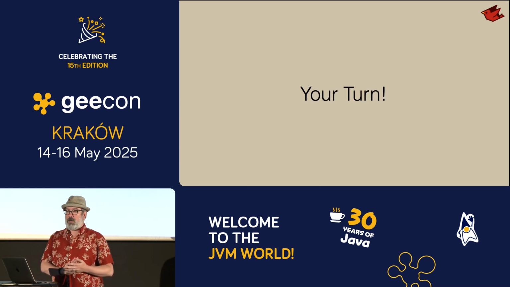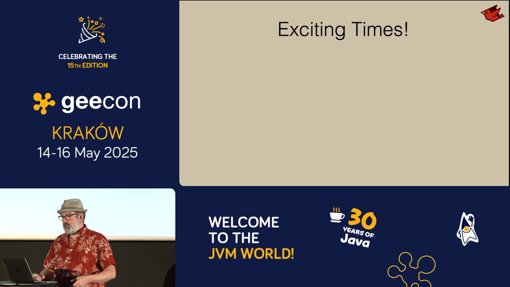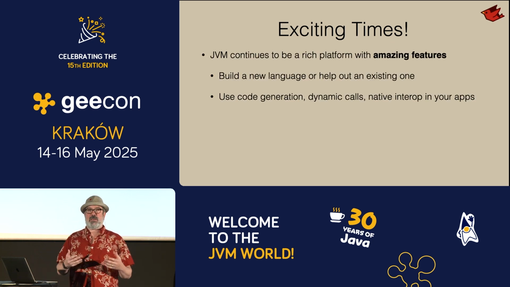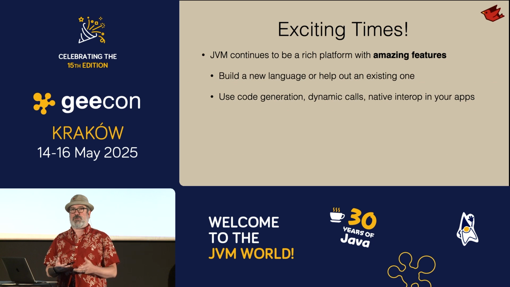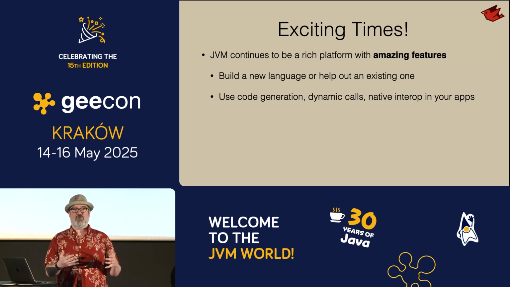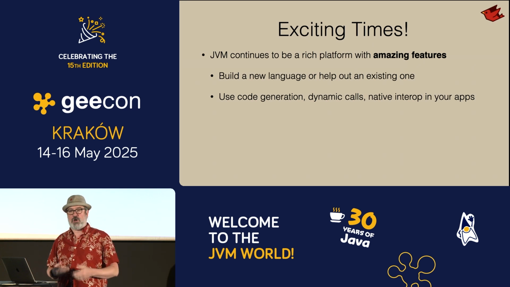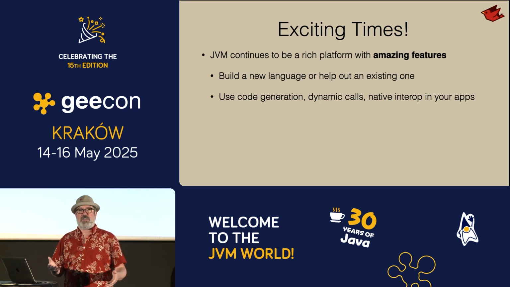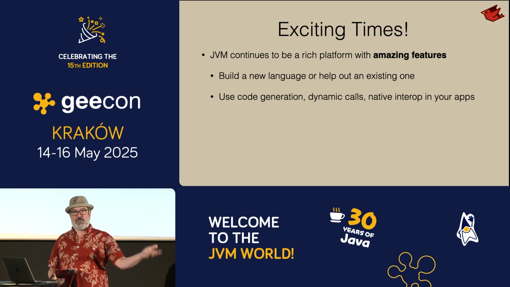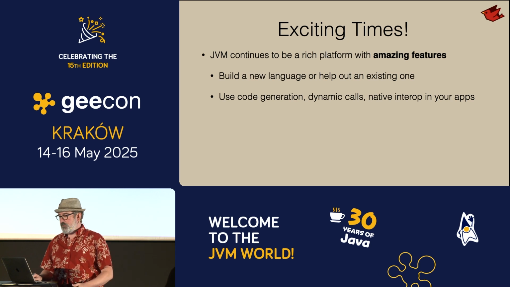So wrapping up here, now it's your turn to go out and play with some of these technologies. These are exciting times on the JVM. It continues to be a rich platform with amazing features. No other runtime out there that can do all of the things that the JVM does. So build a new language or help out an existing one. We'd love to have you work on JRuby or help me get JavaScript implementations going again. Play with this code generation. Play with the dynamic calls. Take a look at the talks that I've provided and how you can start optimizing code and optimizing languages on the JVM.